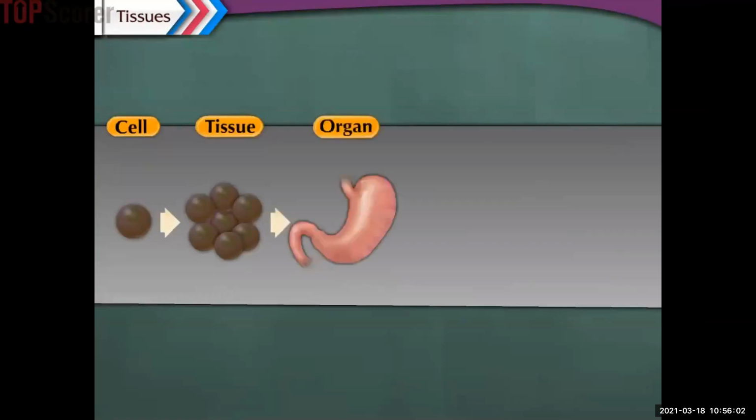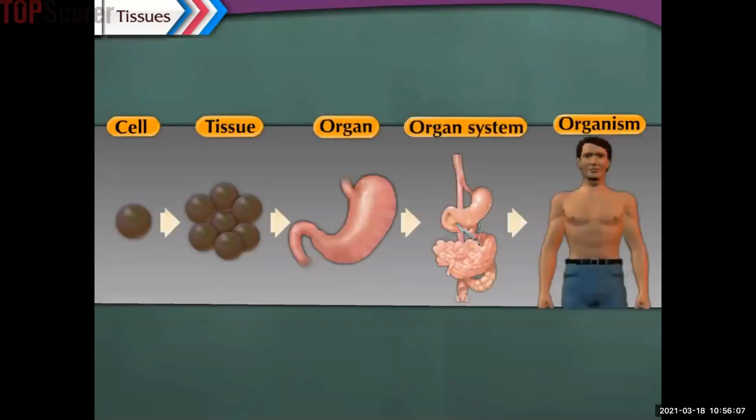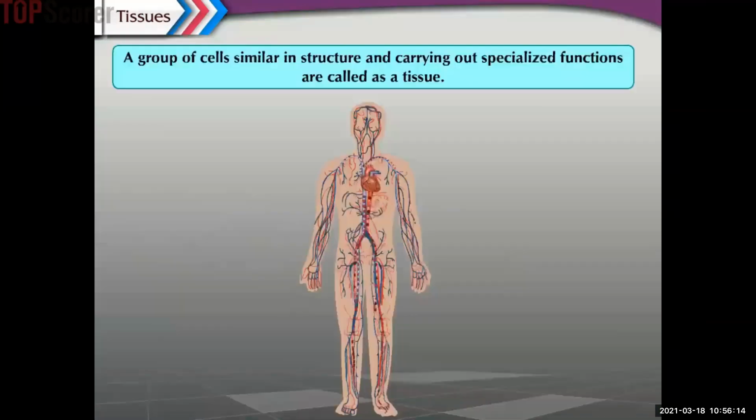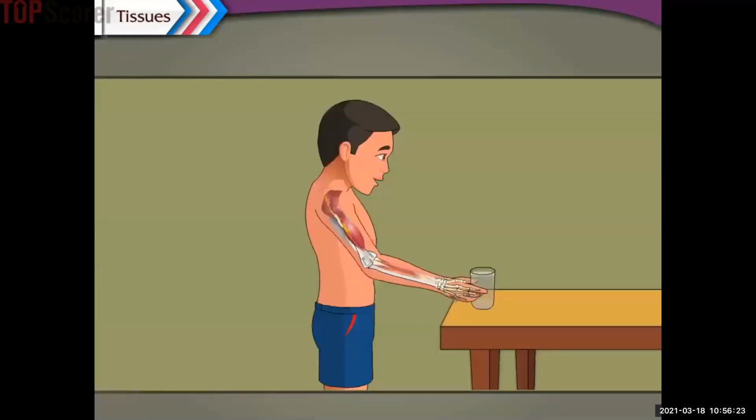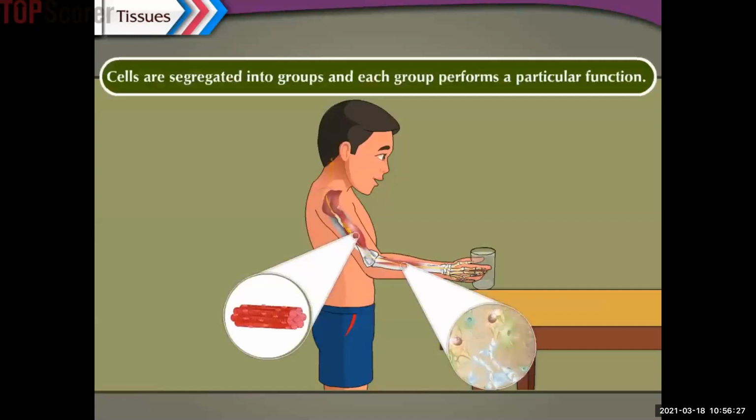Similarly, the body structure also follows a particular order. We know about cells, which are the smallest unit of living organisms, and also about organs. A group of cells similar in structure and carrying out specialized functions is called a tissue. Multicellular organisms have lakhs of cells. These cells are segregated into groups, and each group performs a particular function.